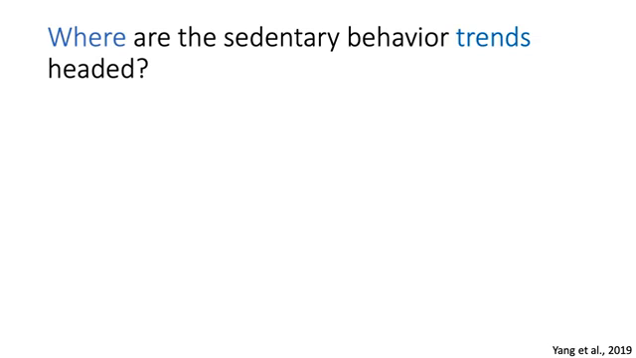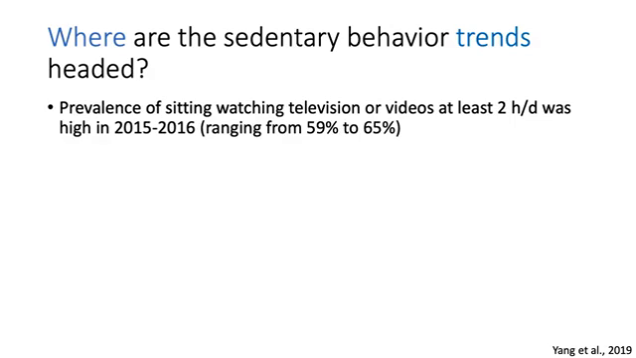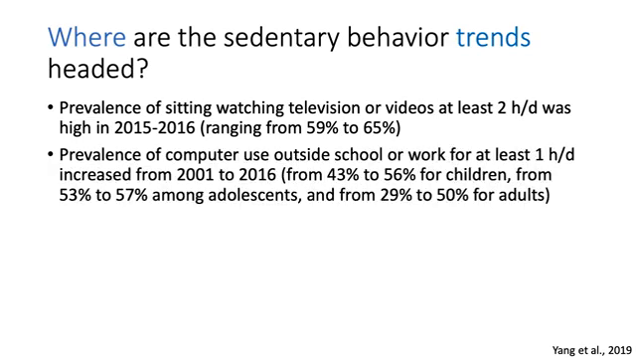And so, where are these sedentary behaviors and the trends headed, right? And you can kind of guess based off this, the last kind of slide that we showed and we talked about a little bit here, that they're only headed up, right? And so, interestingly enough, the prevalence of sitting and watching television or videos for at least 2 hours per day was high in 2015, 2016, ranging from 59 to 65% of our sedentary time. And the prevalence of computer use outside school or work for at least 1 hour increased from 2001 to 2016 from 43% to 56% for children, and increased of about 5% for adolescents, and almost by 20% for adults. So that's a huge increase in that time, in that span.